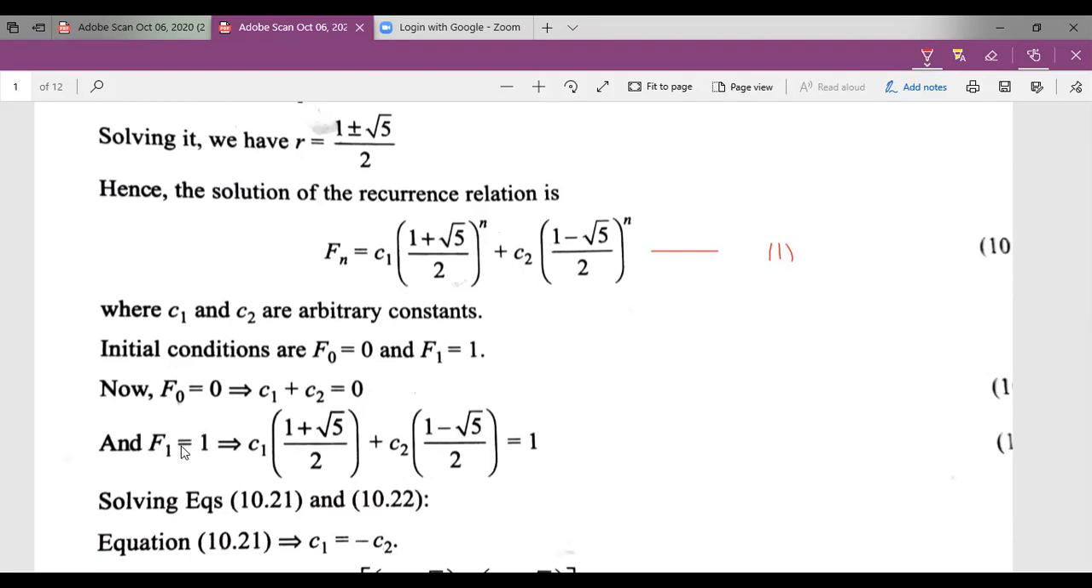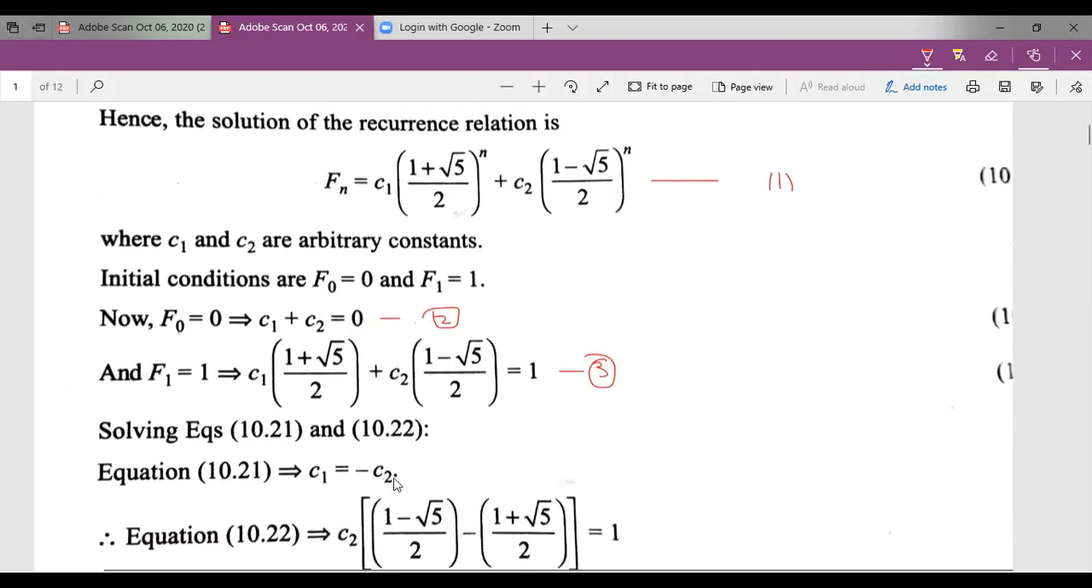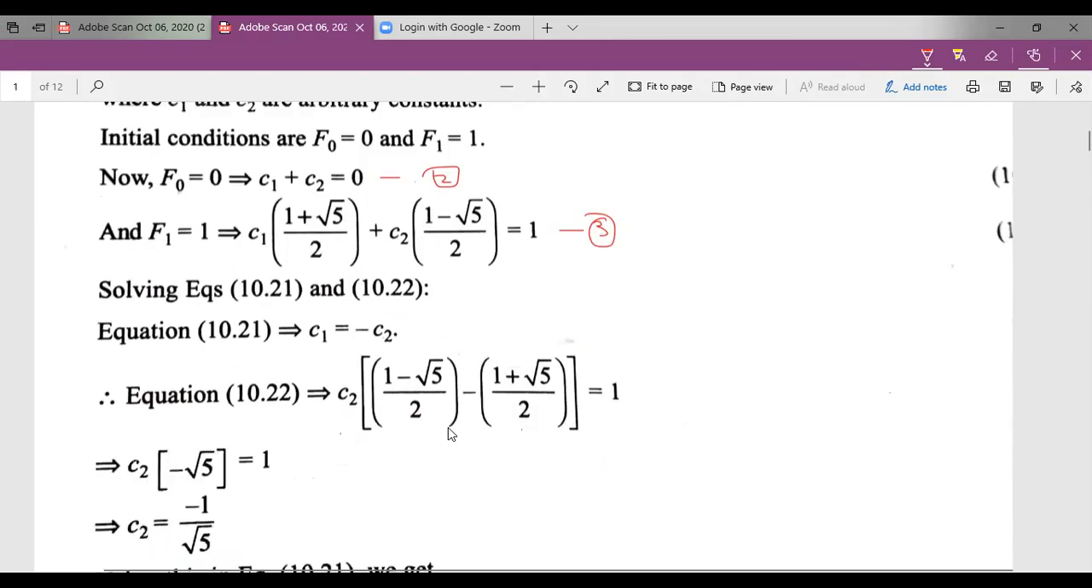And we put n is equal to 1 in equation 1, we get another equation in C1 and C2, that is C1 into 1 plus root 5 by 2 plus C2 into 1 minus root 5 by 2 is equal to 1, which is the value for F1. Let these be equation 2 and equation 3. Solving 2 and 3: from equation 2, we write C1 is equal to minus C2. Substituting this value in equation 3, the whole equation is in C2 terms.